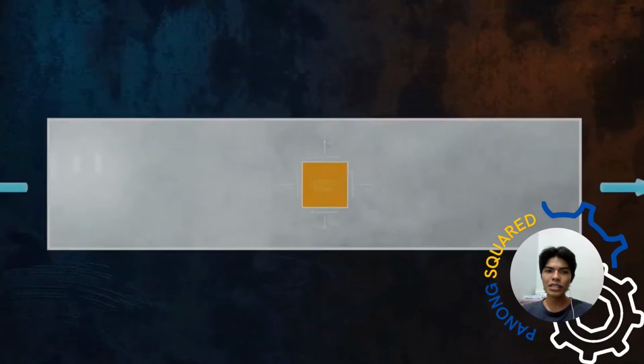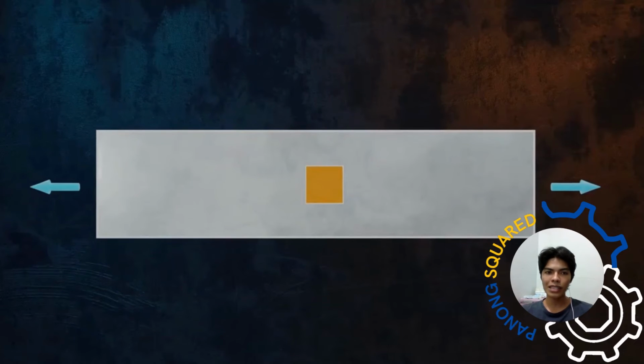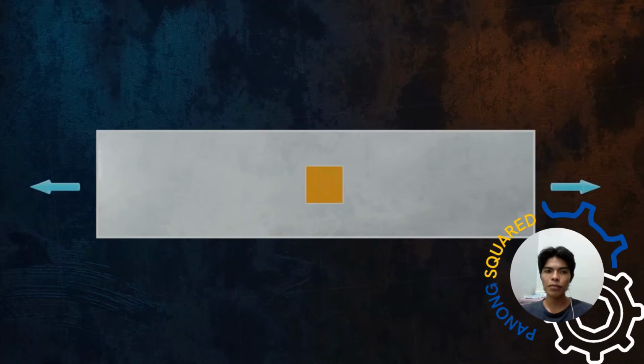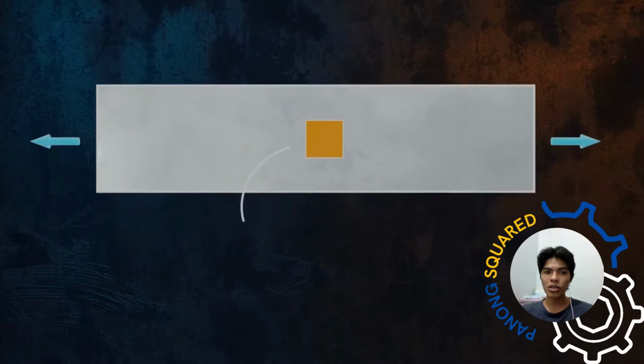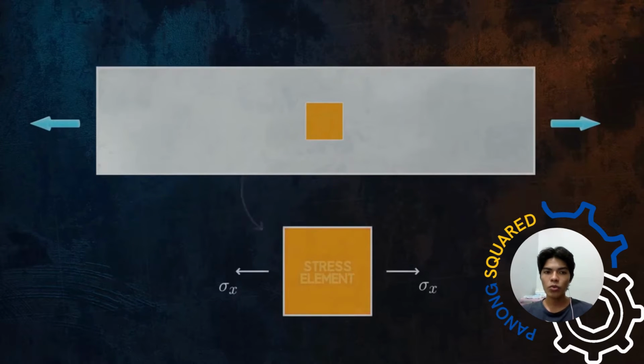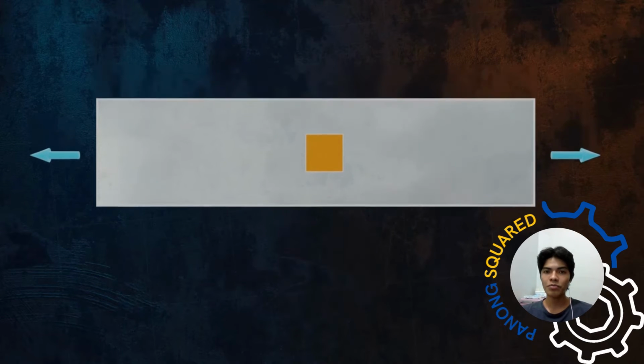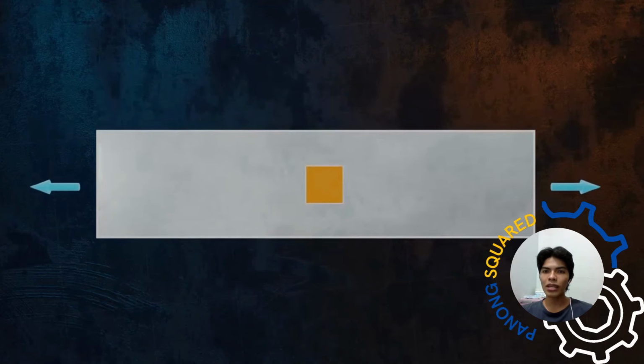Let's look at a simple example of a beam under axial load. Our stress element is aligned with the direction of the applied load, and so the stress state will be very simple. We will only have normal stresses sigma x and sigma y, and the shear stresses will be 0. But we might want to rotate our stress element to get the stress state for a specific angle.